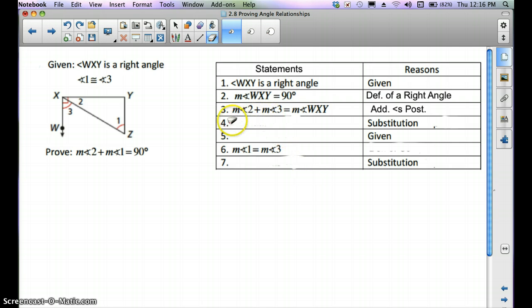So now we're going to go ahead, and what do you think we're going to substitute in? What do you think we could substitute in? Right. We can say measure of angle 2 plus measure of angle 3 equals 90. We're substituting in this 90 degrees right here.